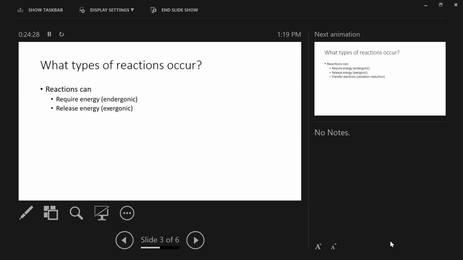So over on our graph here, the red curve is an endergonic reaction. The black curve is an exergonic reaction. All right, additionally, reactions can transfer electrons. We call these oxidation reduction reactions. Reactions that transfer electrons: oxidation reduction reactions.